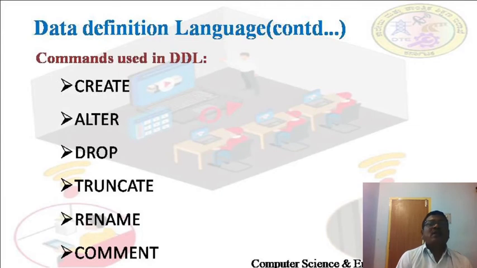The most commonly used commands in the data definition language: First is create, which is for creating a table. Alter: if you want to alter the tables, then you use the alter command. If you want to drop the table, then you use drop. If you want to delete the records in the table, then you use truncate. If you want to rename tables, you use rename. If you want to add a description, then you use comment.